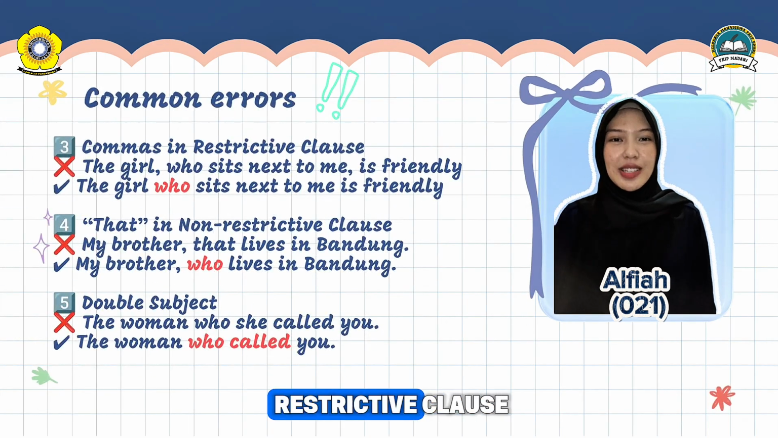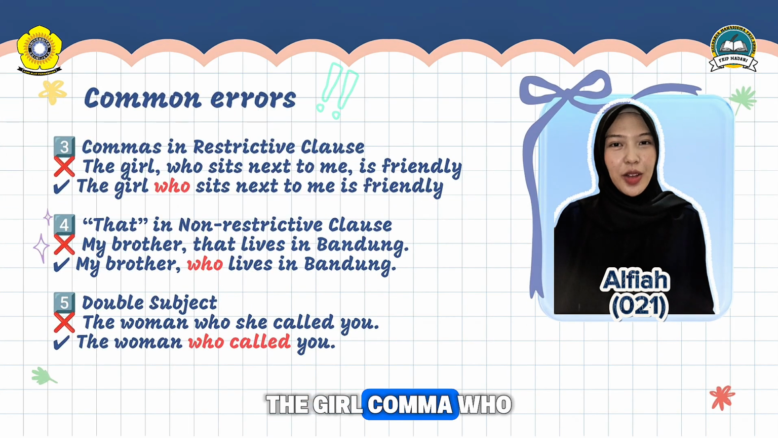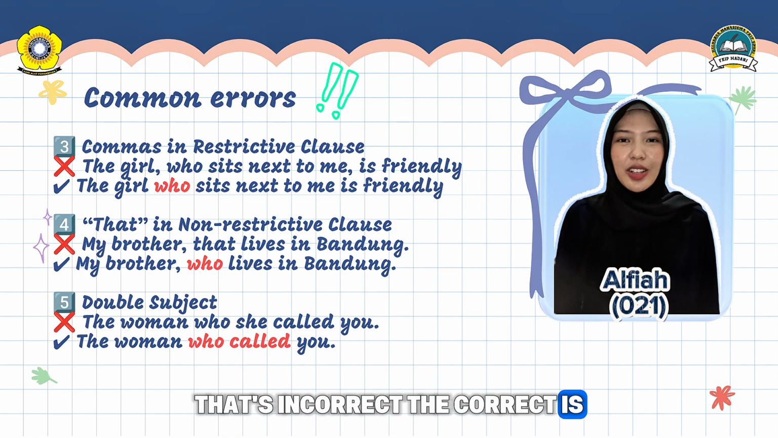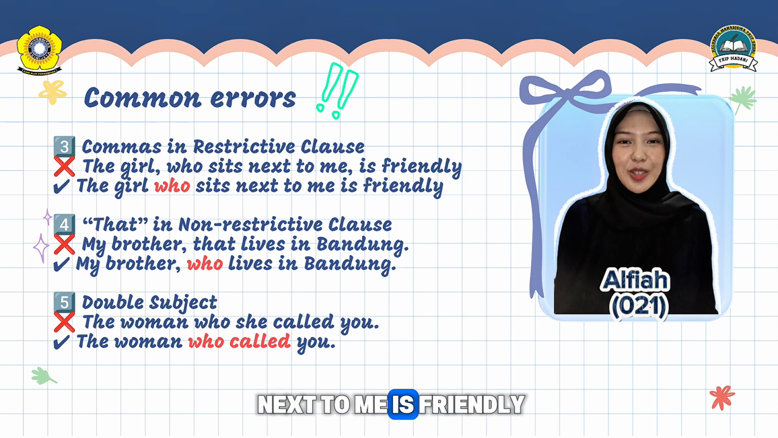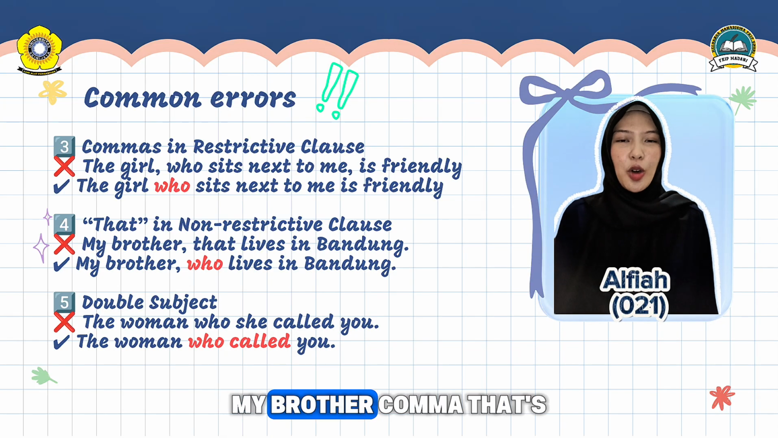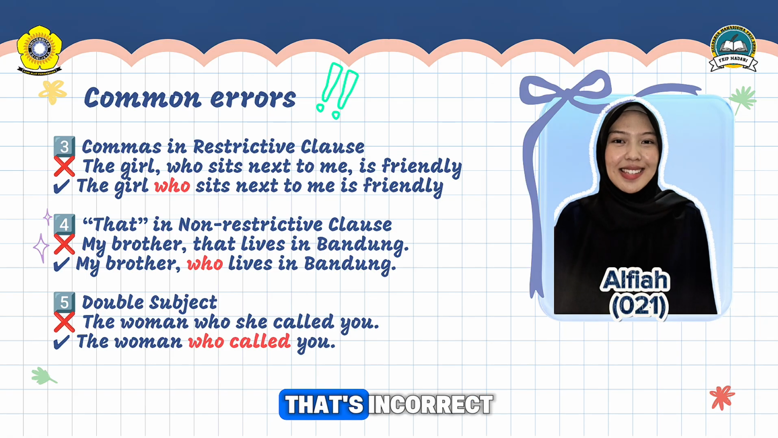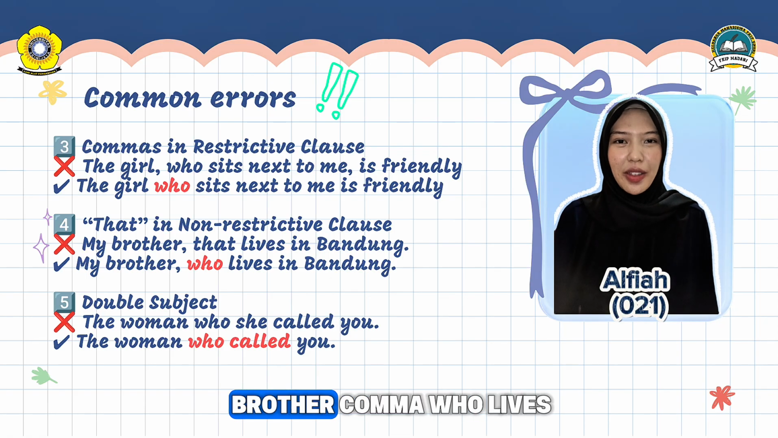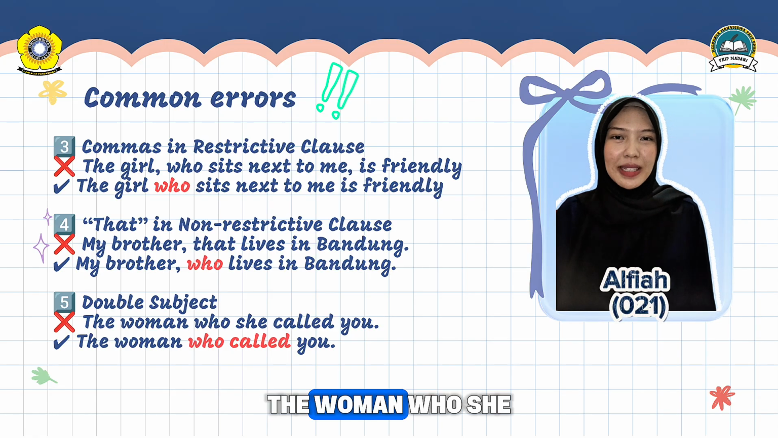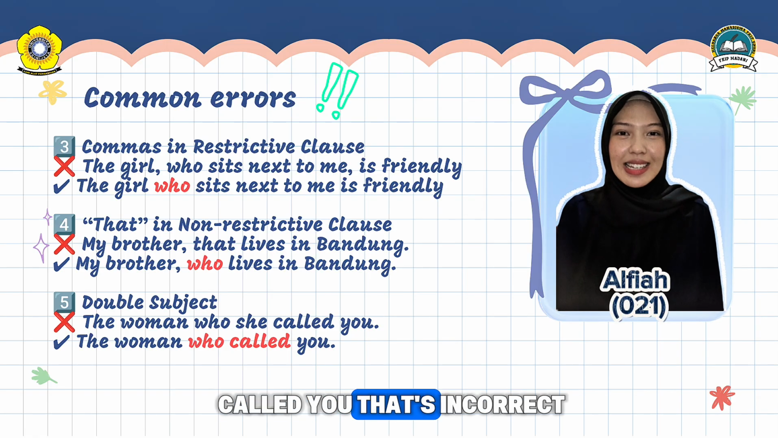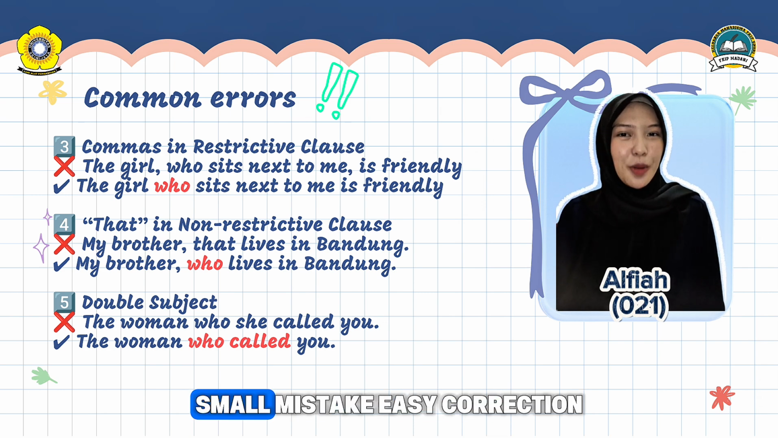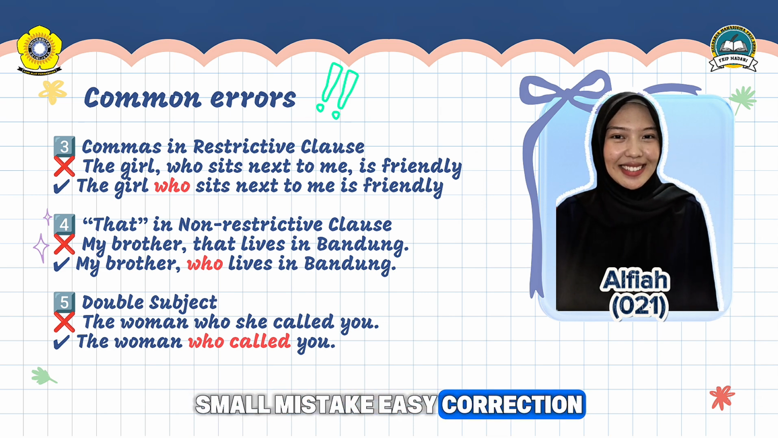Comma in restrictive clause. The girl, comma, who sits next to me is friendly. That's incorrect. The correct one is: the girl who sits next to me is friendly. "That" in non-restrictive clause. My brother, comma, that lives in Bandung. That's incorrect. The correct one is: my brother, comma, who lives in Bandung. Double subject. The woman who she called you. That's incorrect. The correct one is: the woman who called you. Small mistake, easy correction.